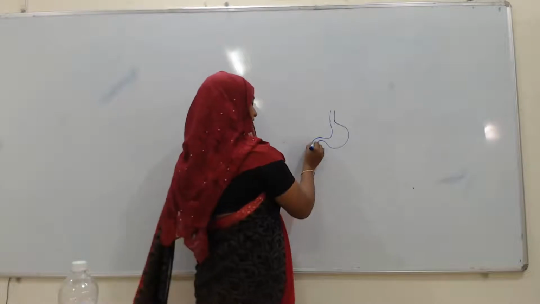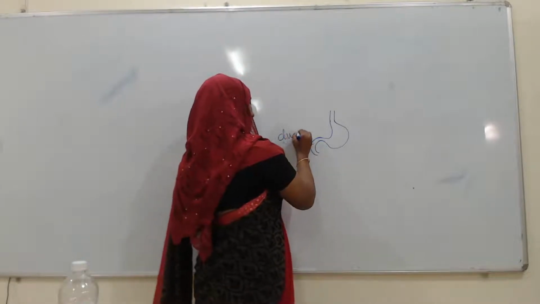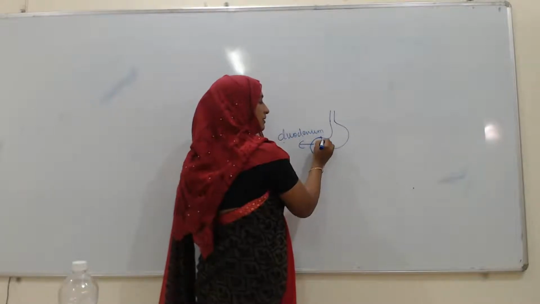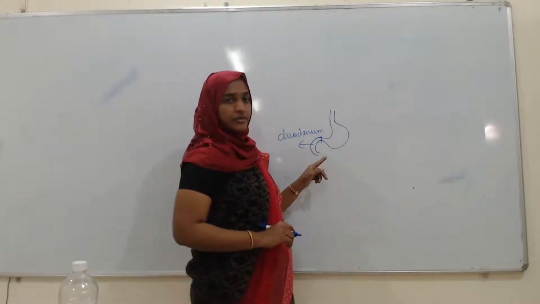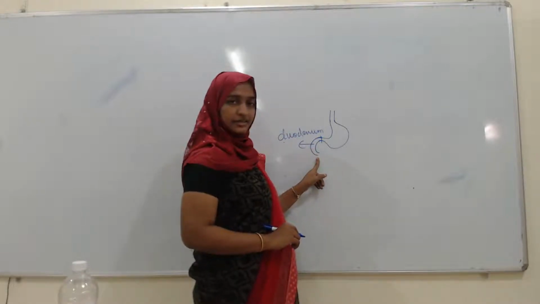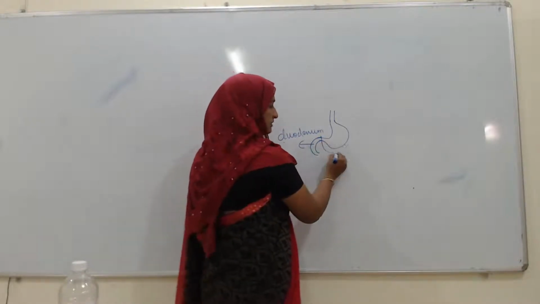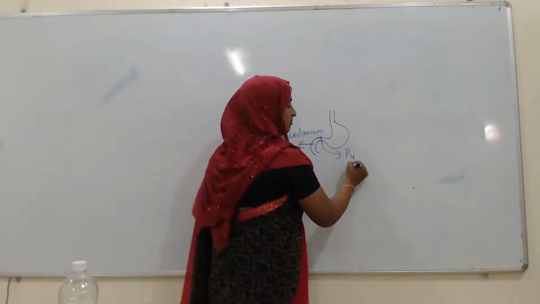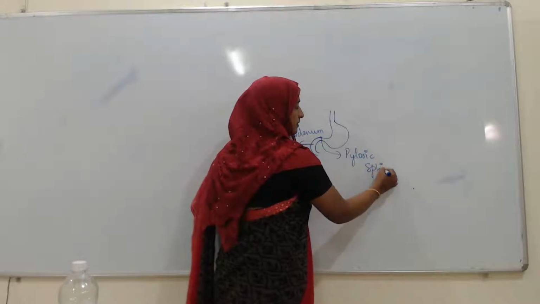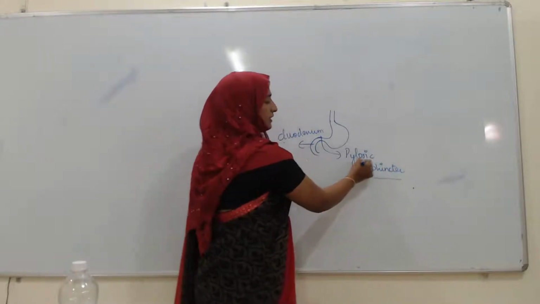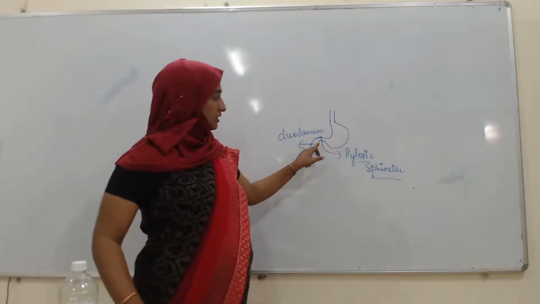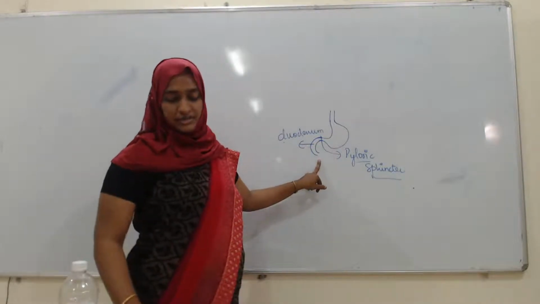Okay, this part is known as the duodenum. And here there is the presence of one sphincter. In between the stomach and the small intestine, that is the duodenum, there is one sphincter that is known as the pyloric sphincter. This pyloric sphincter will regulate the entry of food from the stomach to the small intestine.